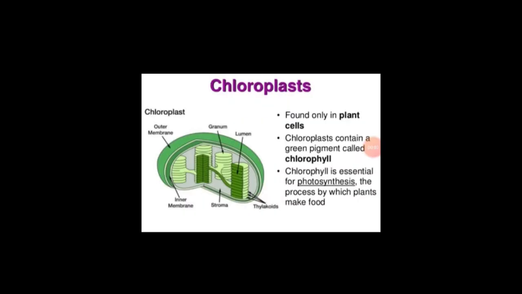Now students, we are going to study chloroplast, which acts as a light trapping and storage organelle. It is found only in plant cells. Chloroplasts contain a green pigment called chlorophyll. Chlorophyll is essential for photosynthesis, the process by which plants make food.